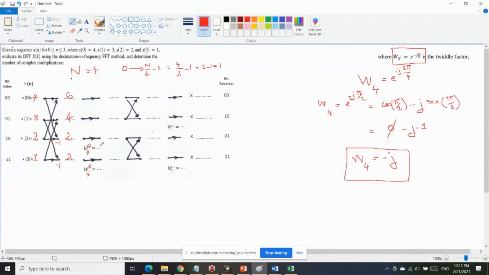So here minus j to the power of 0 will be 1. Anything to the power of 0 is 1. And here minus j to the power of 1 is minus j. So when we multiply 2 by 1 it stays 2. Of course here we don't have to do anything, it stays 4. And here multiply 2 times minus j, so it becomes minus 2j. Is it clear so far? Okay.